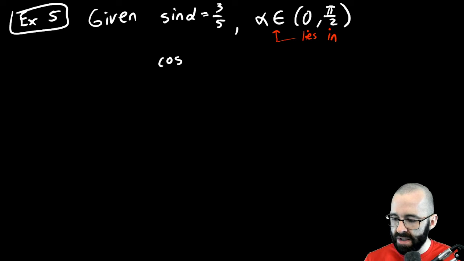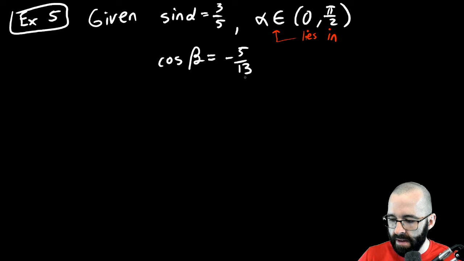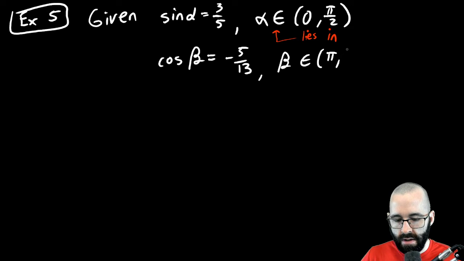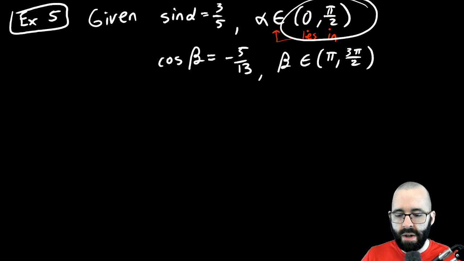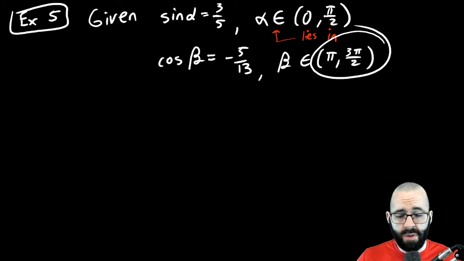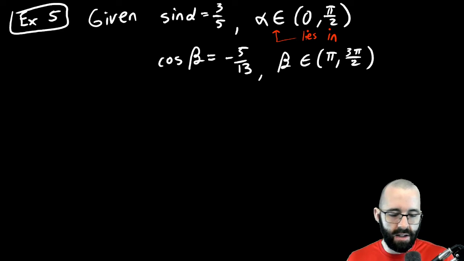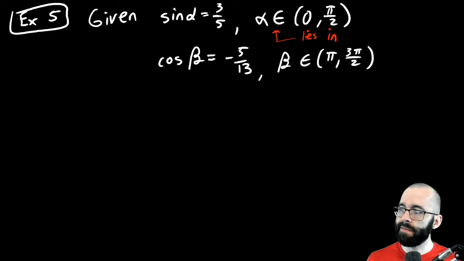So also, the problem is giving us that the cosine of beta is equal to negative 5/13, and beta is in the interval pi to 3 pi over 2. So again, this really just means first quadrant. This really just means third quadrant, between 180 degrees and 270 degrees.